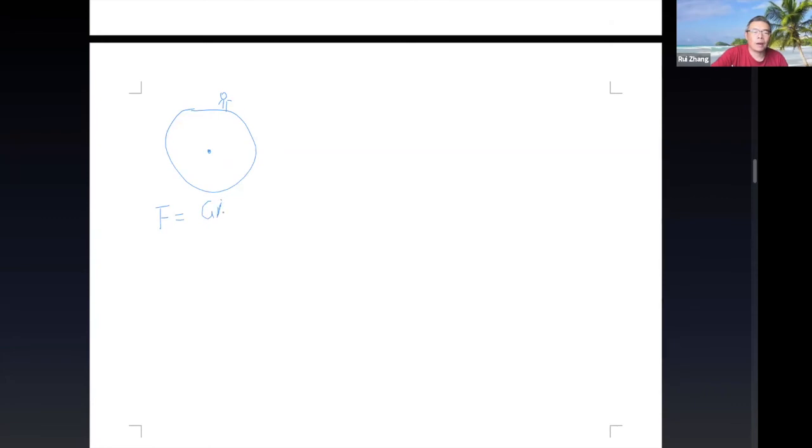G, capital M and lowercase m, and then r squared. This is the radius of the Earth, and this is the mass of the Earth. This actually is not an easy job if you really think about it, because Earth is not a single point; it's actually a gigantic volume.